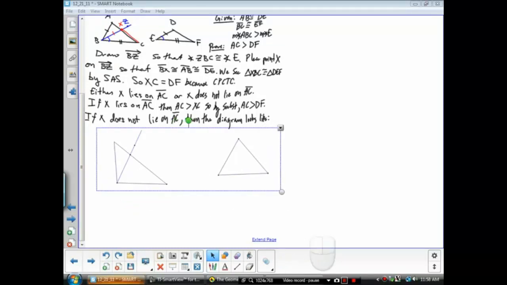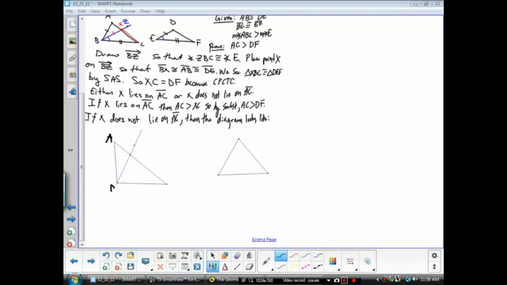We went to Geometry Sketchpad, got a new diagram. Let's label it the same way. So we have DEF. We have X right here on ray BZ.